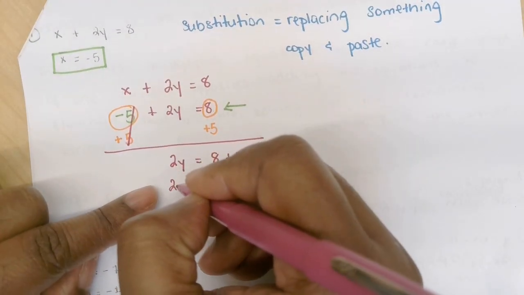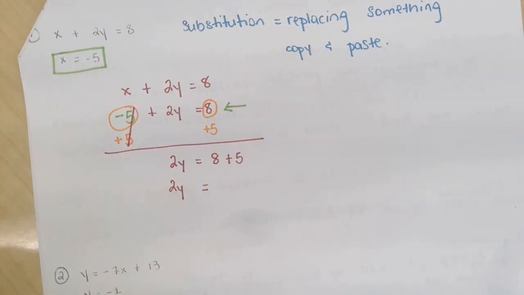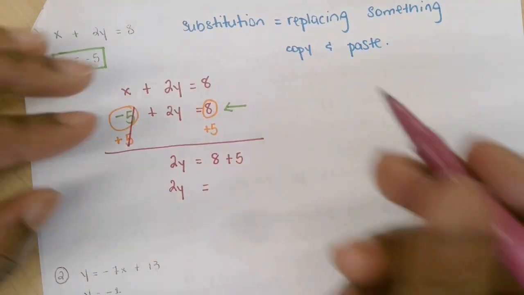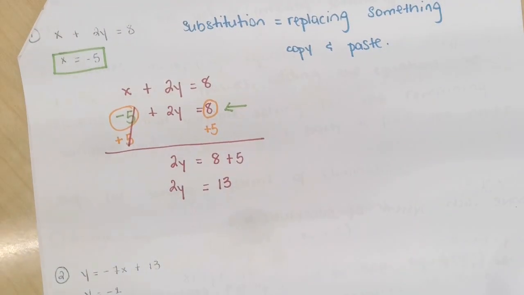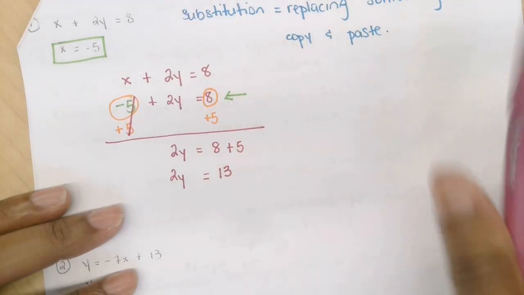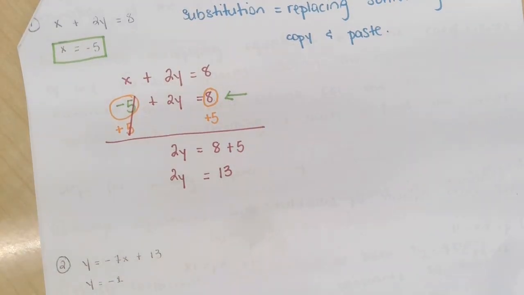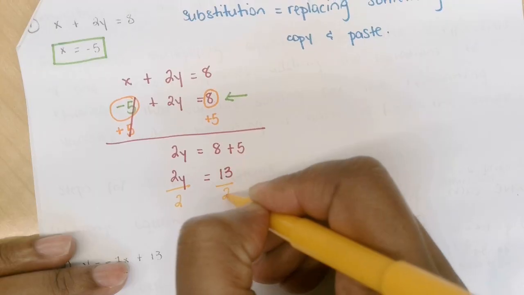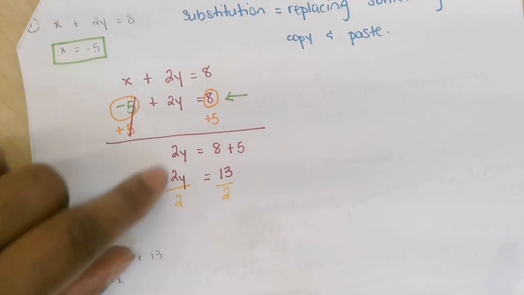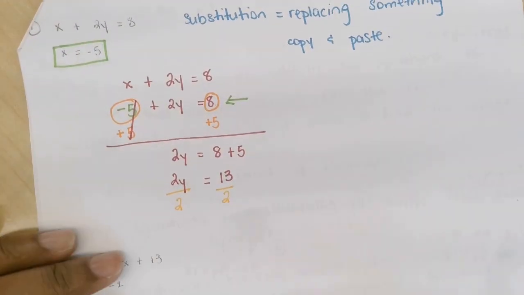Then 2y equal 9, 10, 11, 12, 13. So I know when I add 8 plus 5 is 13. You can either use your fingers, or if you want, you can use the calculator. Then I need to get y, the letter always by itself in the end, but there's a 2 attached to it. So I'm going to divide by 2 on both sides. Again, what I do on one side, I have to do it on the other side.